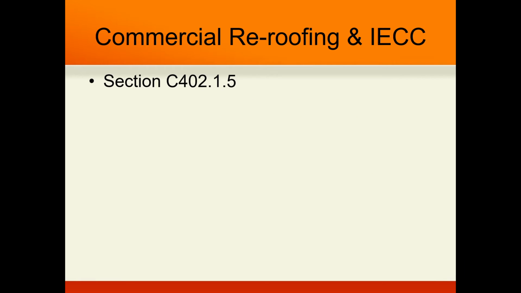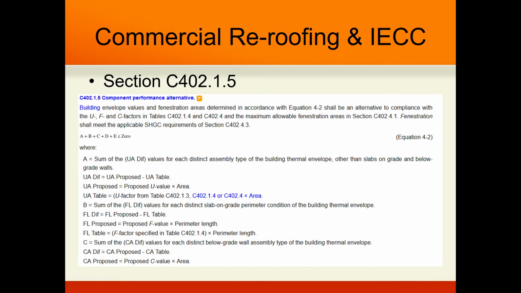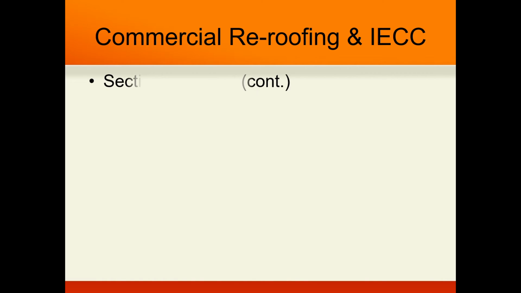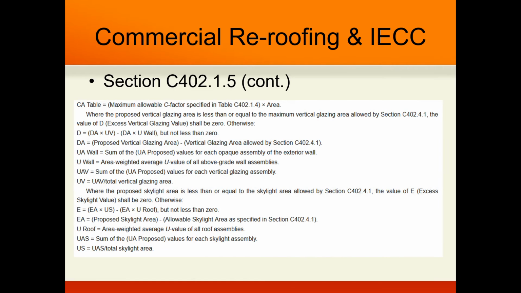Now, let's go to section C402.1.5. As you can see here, at the bottom of the actual paragraph, it brings up equation 4.2. Equation 4.2 is the big key. Now, you'll see on the bottom of this slide and the rest of the continuing slide, it will show you what all those pieces are. In a plain, simple fashion, what that really means is this is an energy modeling type of approach. It's a computer program.